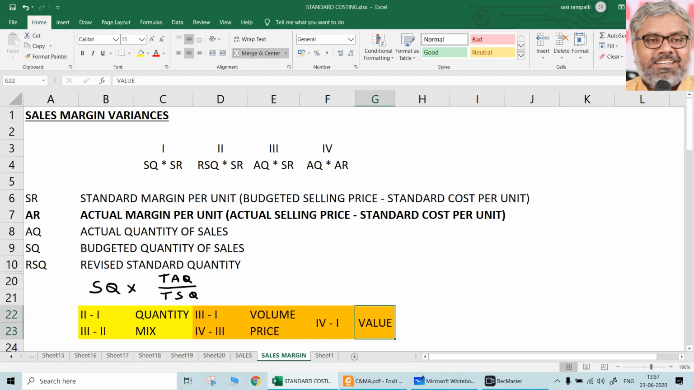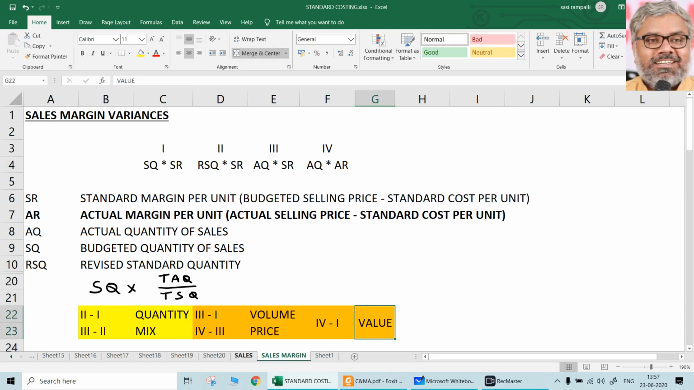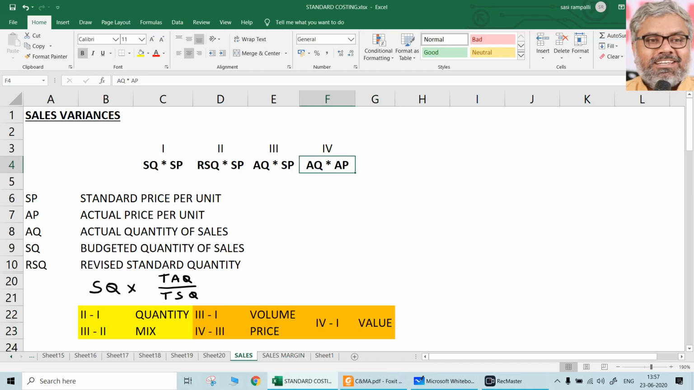And sales margin value variance, or we can just call it total sales margin variance, or total profit variance, that is 4 minus 1. These are sales and sales margin variances, very similar to the material variances, but we are not talking about inputs, we are talking about output.